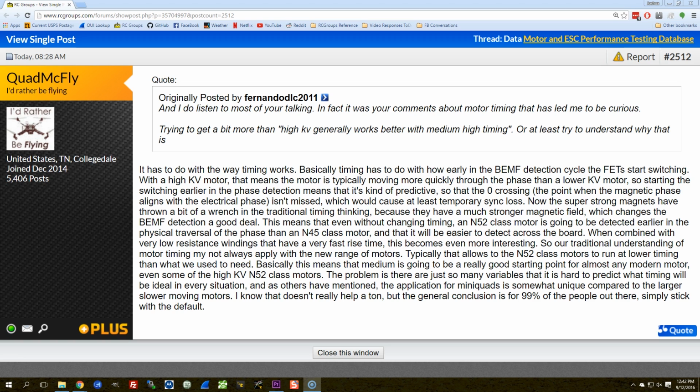Now, if you're like most people, you probably don't really understand what motor timing is, and you may be using guidelines like, for high KV motors, use high motor timing. Or sometimes you see guidelines based on the number of poles the motor has. I think Quad McFly does a great job here of summing up why that kind of advice is not terribly useful, because there isn't really a good general guideline for what the optimal motor timing is.